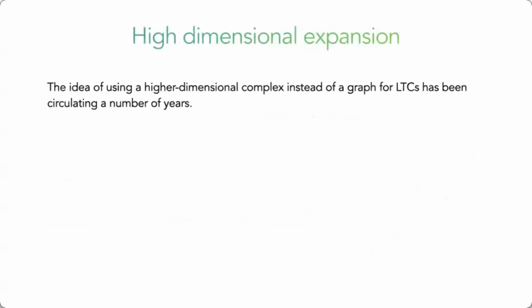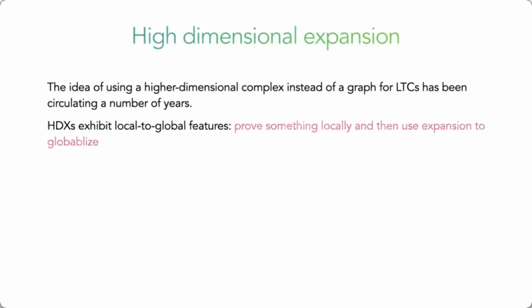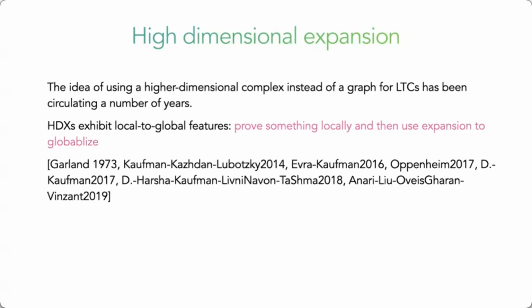Okay, so to conclude, I have this slide about high-dimensional expansion. As I told you in the beginning, it's an idea that it should be relevant for LTCs, trying to do it in different ways. The reason is that these objects have this local to global property. Here in this construction, you saw that tensor codes have this local redundancy, and this translated into a global redundancy. And this dates back to Garland, who used this kind of property for showing something completely different about the cohomology of quotients of affine buildings.